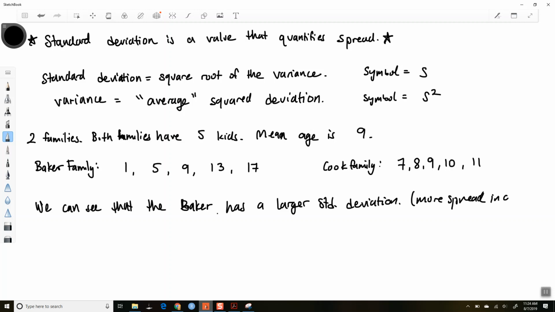All right, let's go and calculate this out using this definition of variance and standard deviation. The variance we'll say is, we can think of this as the average squared deviation.